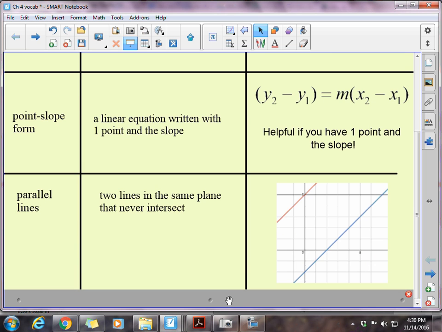Next word, hit pause if you need to. Parallel lines. Two lines in the same plane that never intersect. Hopefully you know parallel lines. This red one and this blue one are parallel. We'll talk about what makes them parallel.